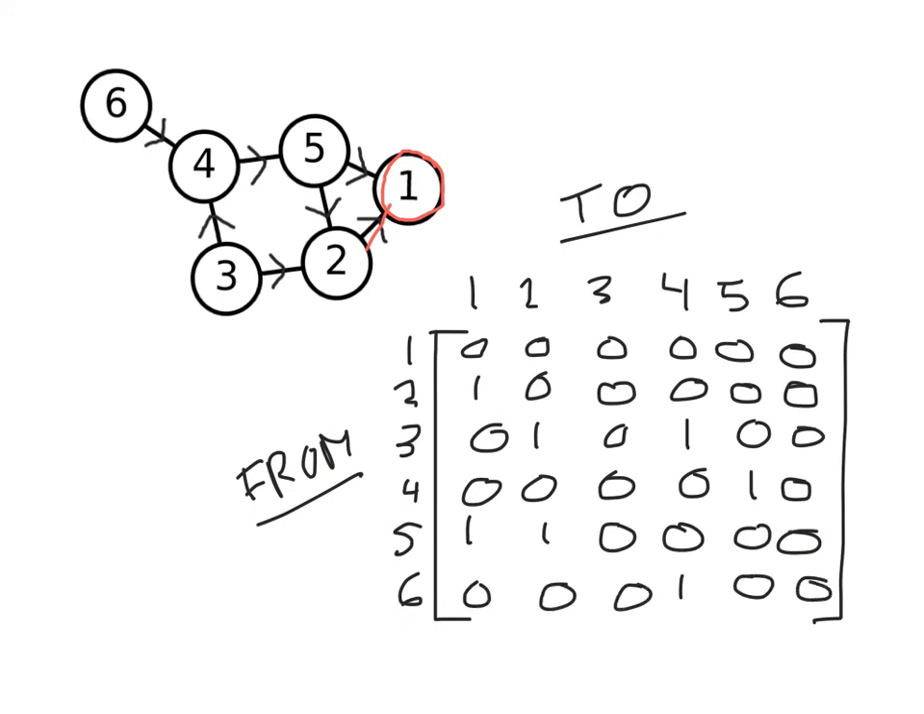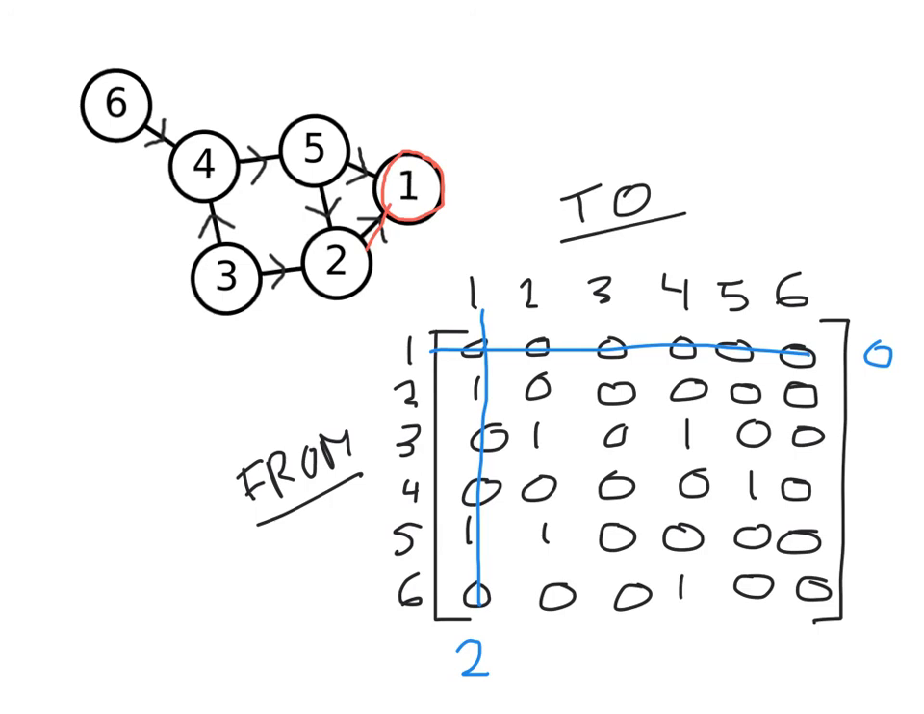Let's look at one of the rows and columns. Let's look at row 1 and column 1. I see that row 1 is all zeros. Column 1 has 2 1s in it. They're not the same anymore. And this matrix is not going to be symmetric.